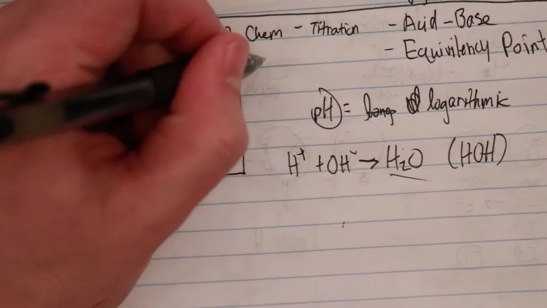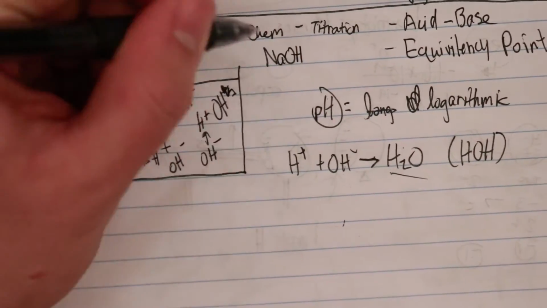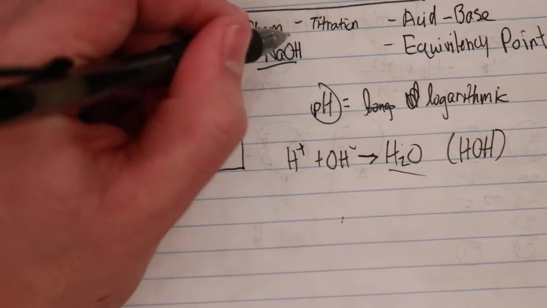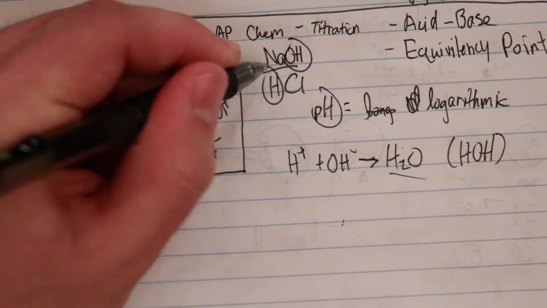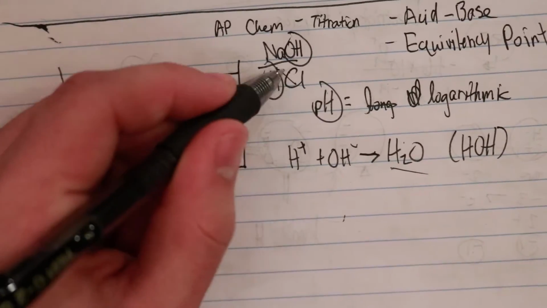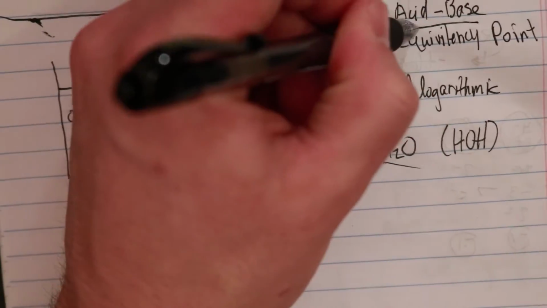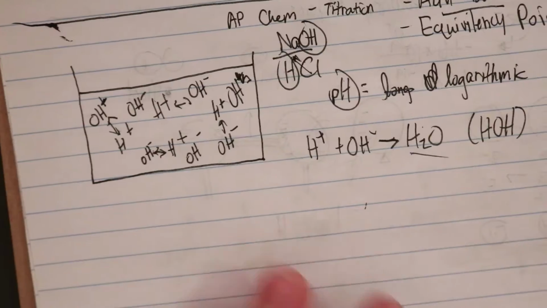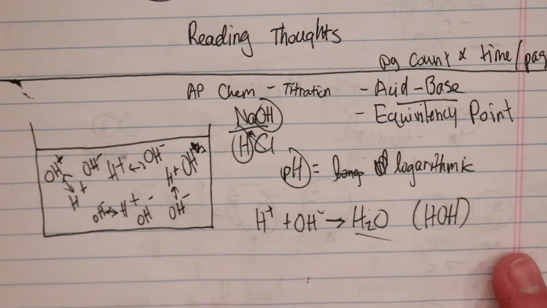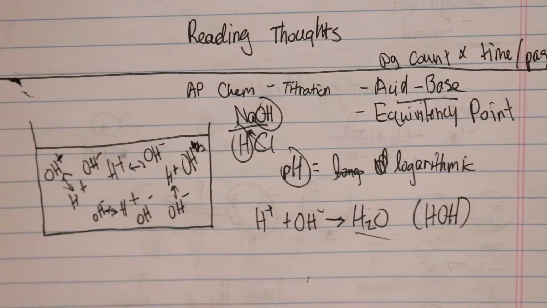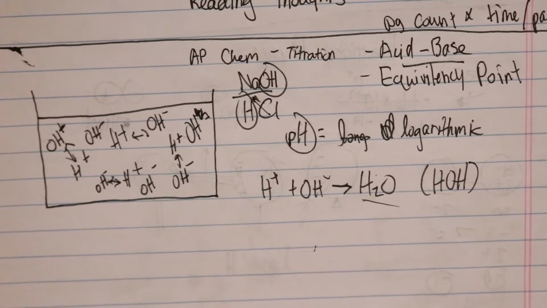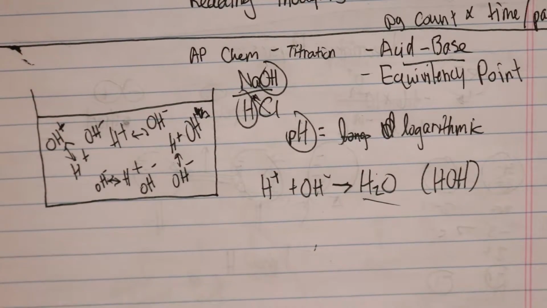So if we add sodium hydroxide, this is going to dissociate in water, and then we have our hydroxide ions. Or if we add hydrochloric acid, it's going to dissociate, and we're going to form water and a salt. And so for all acid-base reactions, what we're going to be making is, excuse me, water and a salt. So that's just kind of what is going on in an acid-base titration.